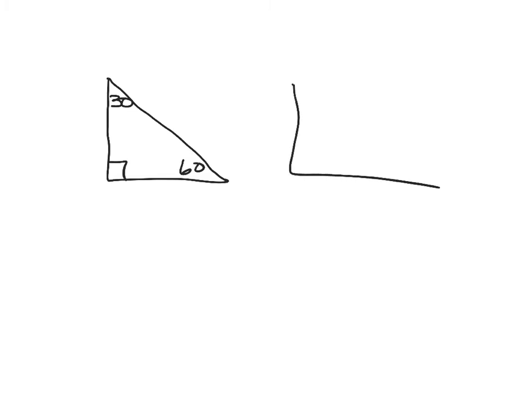Let me add a blank page. So let's draw a 30, 60, 90 here. Now, the 30 may not always be up at the top. It may not always be down here. So this is why you have to look at the numbers. So again, the side that's across from the 30, what letter is that? That one's A. What is the side across from the 90?